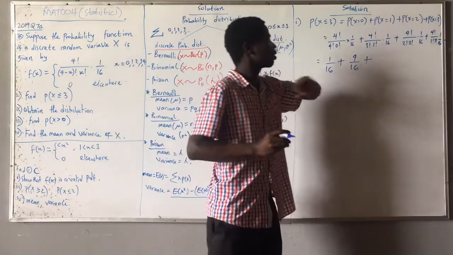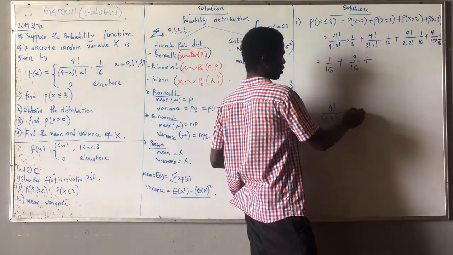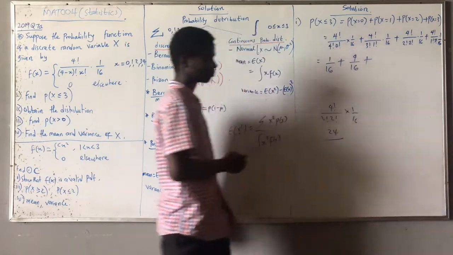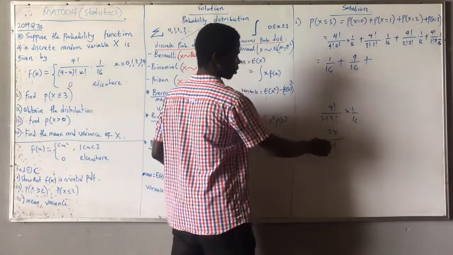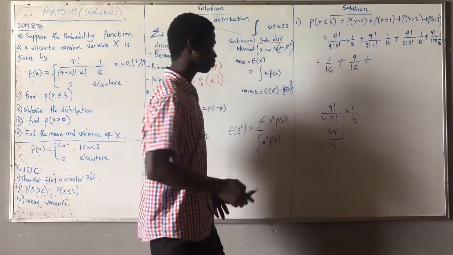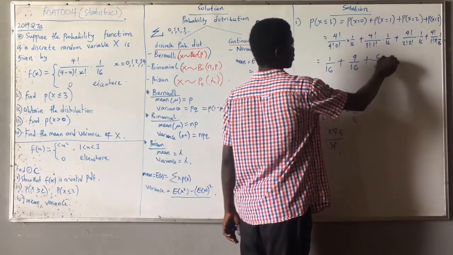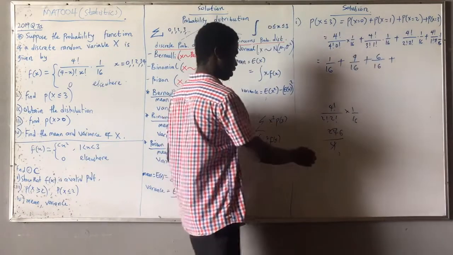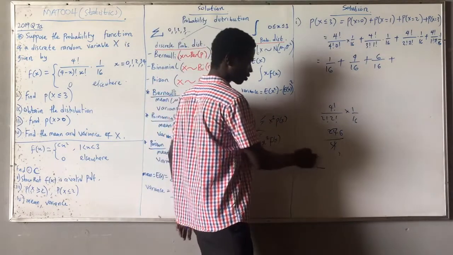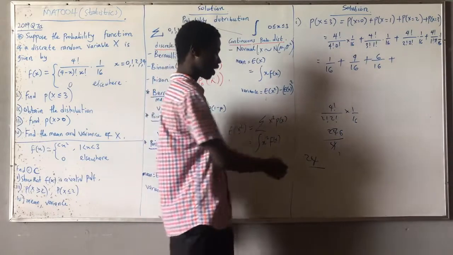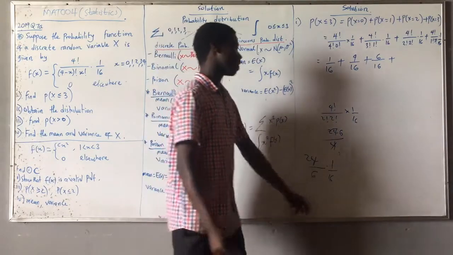Now, the next one, the third one: I have 4 factorial over 2 factorial, 2 factorial, times 1 over 16. 4 factorial is 24. 2 factorial is 2, 2 factorial is 2. 2 times 2 will give me 4, because 2 factorial is 2 times 1, 2. So 4 here 1, 4 here 6, that is 6 over 16. Plus then the last one: 4 factorial over 1 factorial, 3 factorial, multiplied by 1 over 16. 4 factorial is 24, 1 factorial is 1, 3 factorial is 6. 6 here 1, 6 here 4, that's 4 over 16.